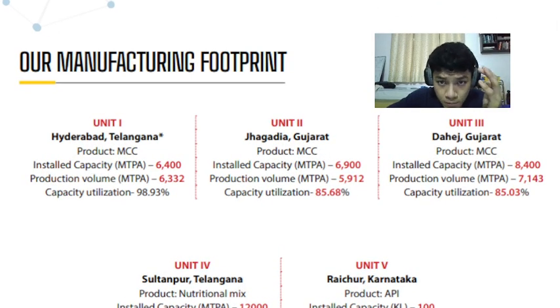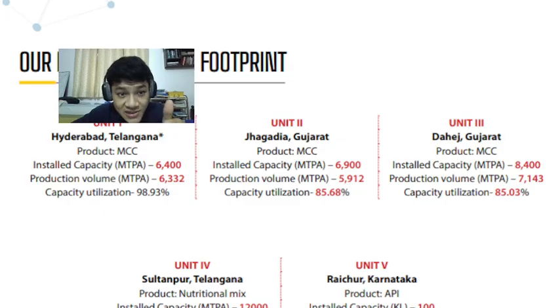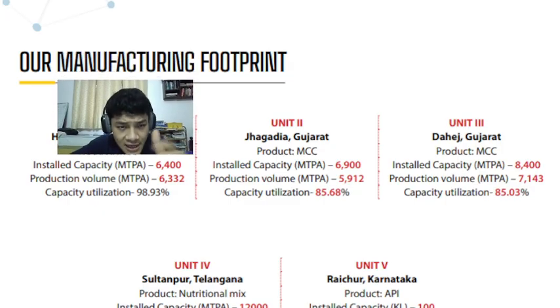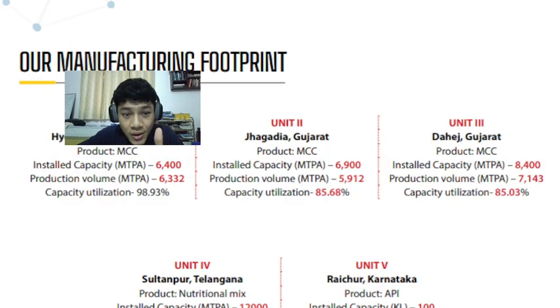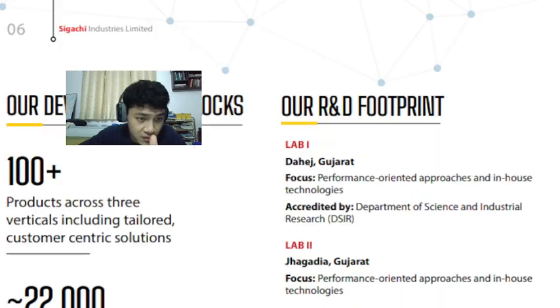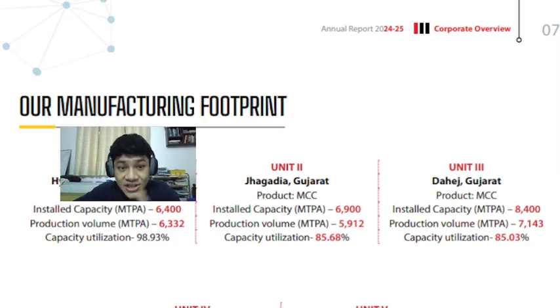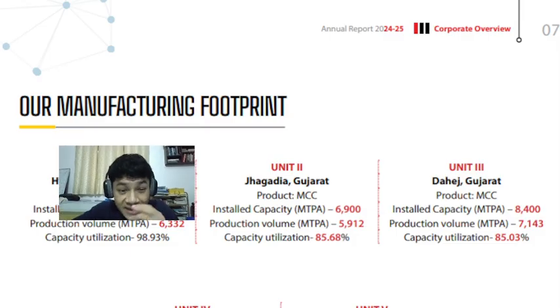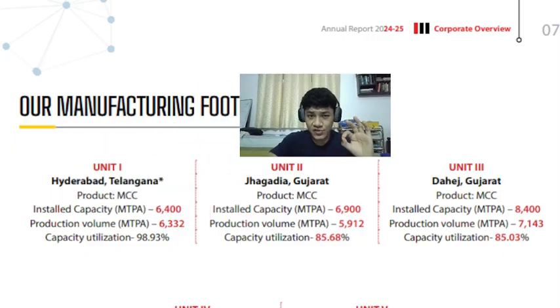So we have unit one, Hyderabad, Telangana, product again MCC, microcrystalline cellulose. Installed capacity and production volume. Installed capacity 6,400 metric tons per annum. Production volume, how much it actually produces: 6,322 metric tons per annum. Capacity utilization is 98%.